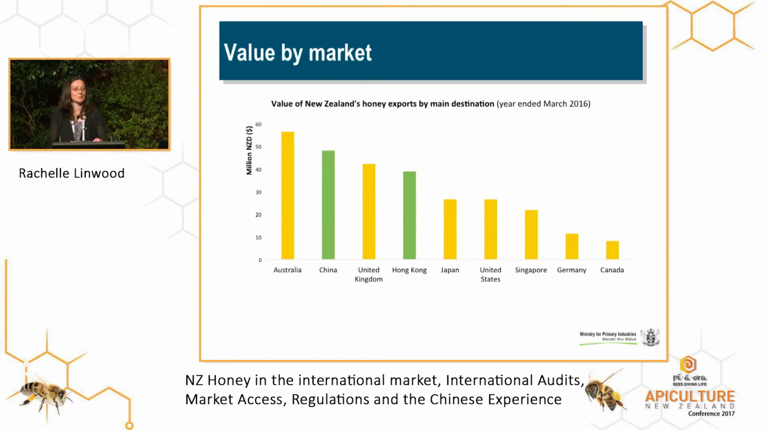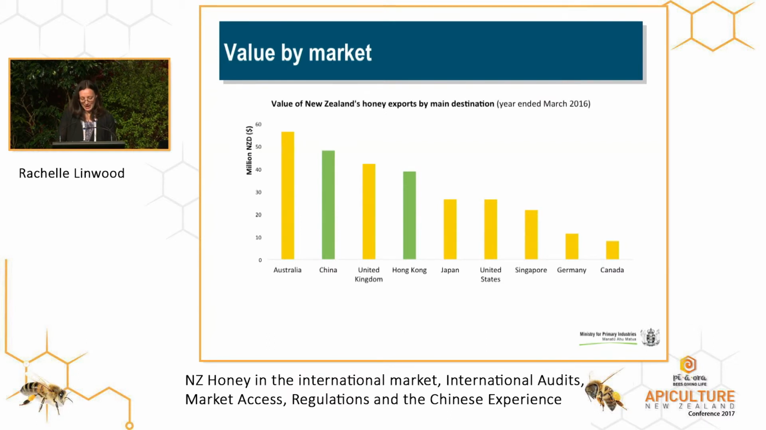I was asked in this speech to particularly talk about access to China, which I'll cover shortly, but this slide shows that if you combine mainland China with Hong Kong, although Brian said that there's a shift towards other markets, Greater China is still an extremely important market for the exports of honey products.